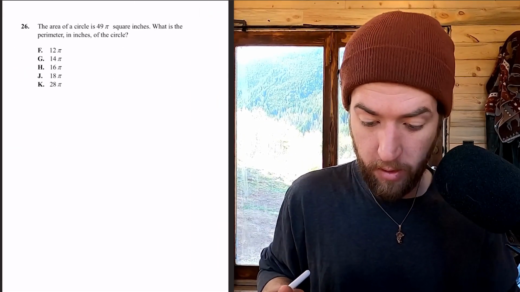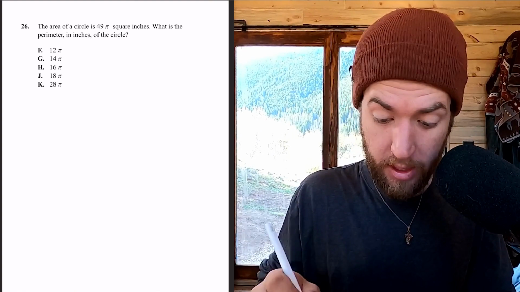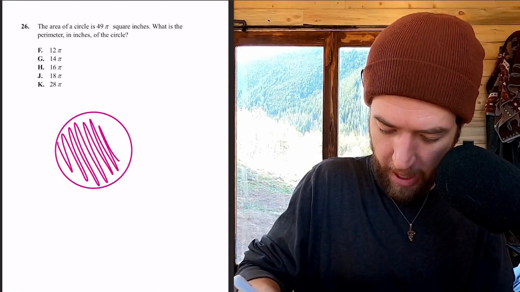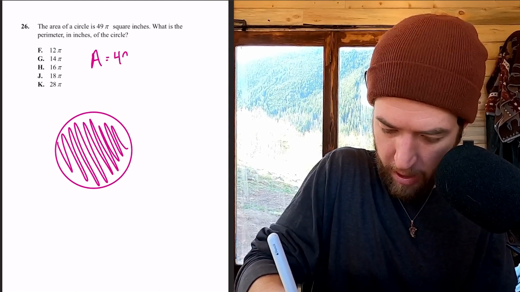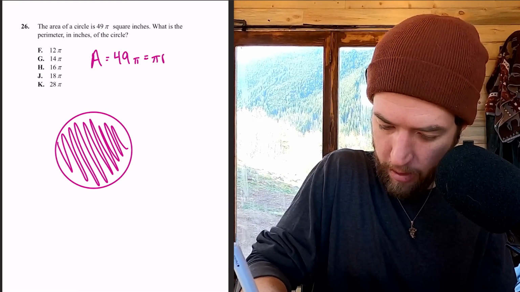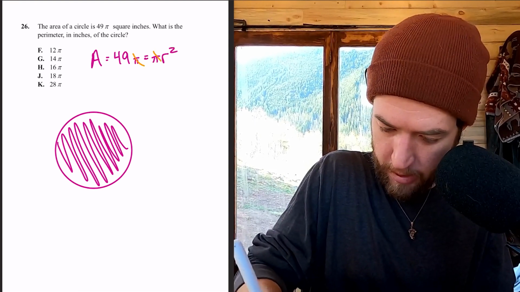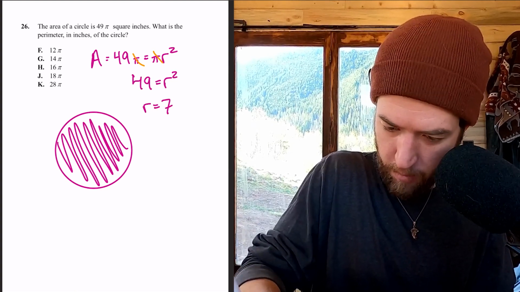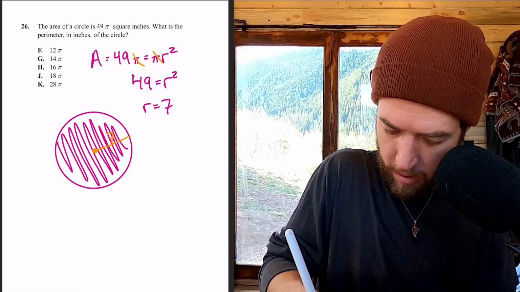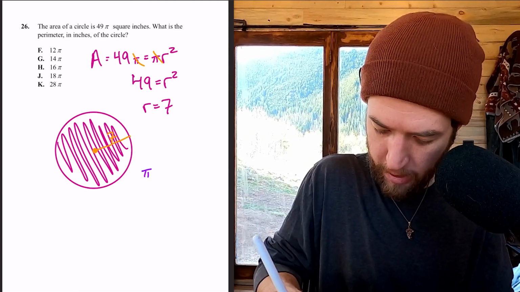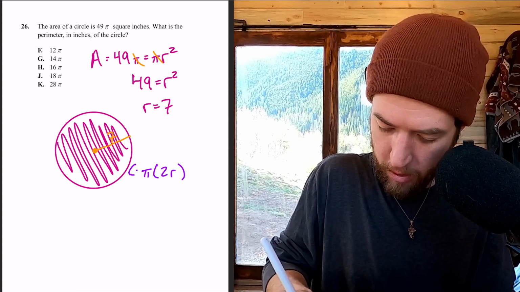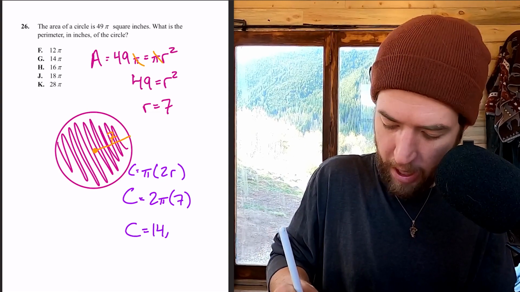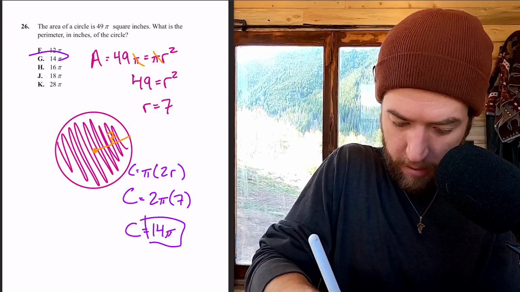The area of a circle is 49 pi square inches. What is the perimeter of that circle? Our area is 49 pi. That's all the space on the inside. Area equals 49 pi, which equals pi r squared. If we cancel our pi's, r squared equals 49, so r equals 7. So the radius of our circle is 7, and therefore the perimeter, or the circumference rather, is 2 pi times 7. 14 pi, please be an answer. Let's see. 14 pi, letter G. On to the next.